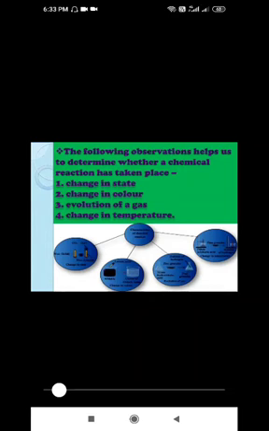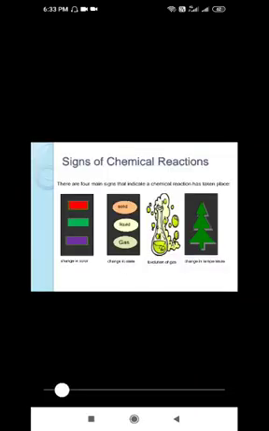So the change in temperature is an indication through which you can definitely make it very clear that there is a change in state. There is a chemical change taken place, or a chemical reaction has taken place. Understood? Right. So here we have given four indications: change in state, change in color, evolution of gas, and change in temperature. Let's see what we have.